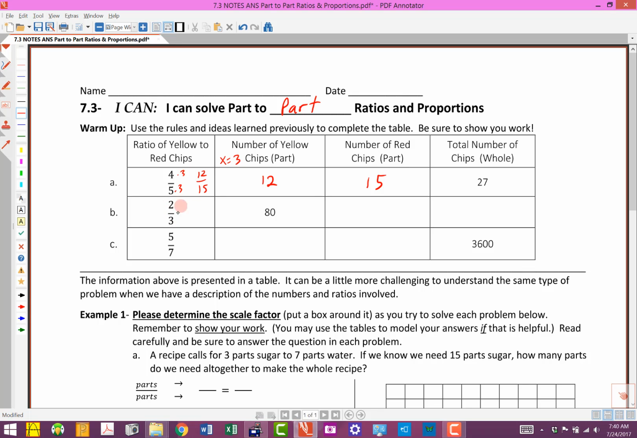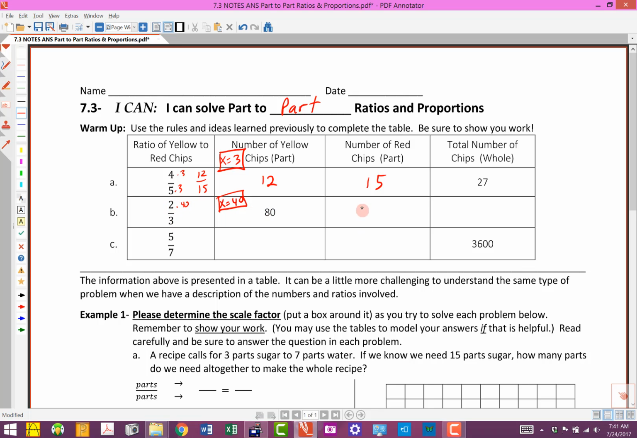Let's take a look at this one right here. We have the yellow part. The yellow part would be represented by this one right here. So let's stop and think about this. 2 times what would equal 80? That would be 40. So that means that the scale factor on this one is 40. So I'm going to put that right there. And actually I'm going to put a box around each one of these so I can tell where they are. So we times by 40 to get 80.